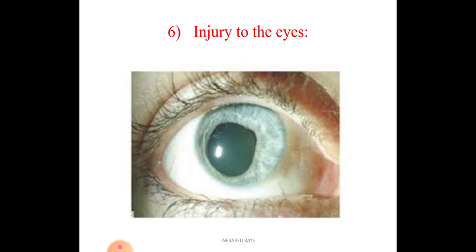Injury to the eyes: most commonly, whenever the infrared rays go into the eyes, there are chances of development of cataract. So it is advisable to cover the eyes whenever the IR treatment is given. Now, methods of application, so it has different titles.